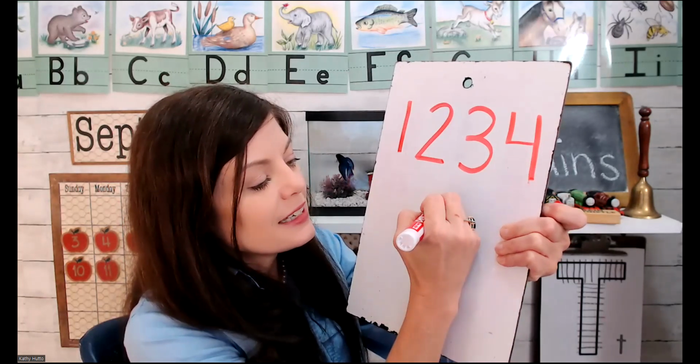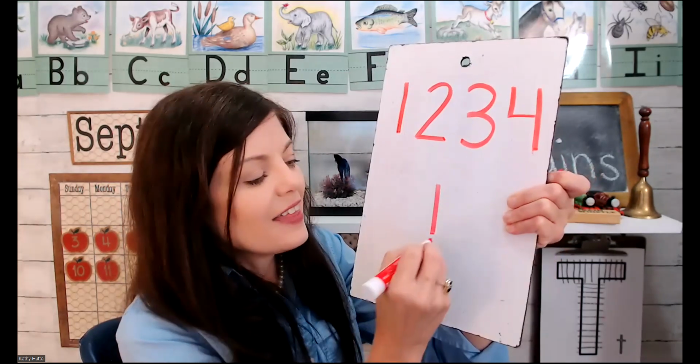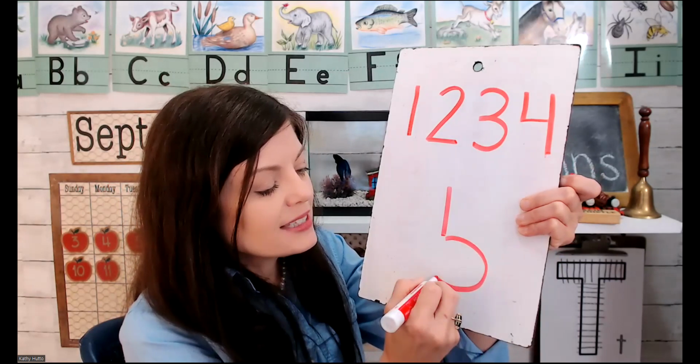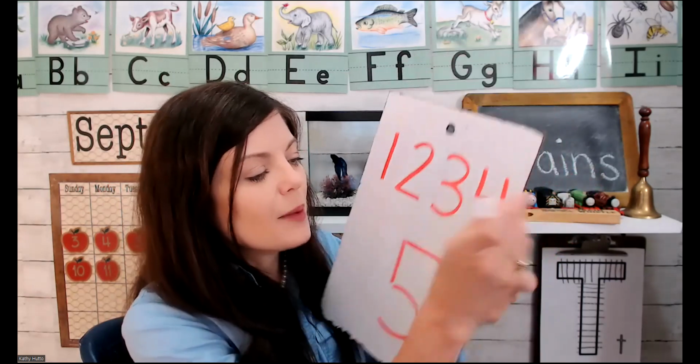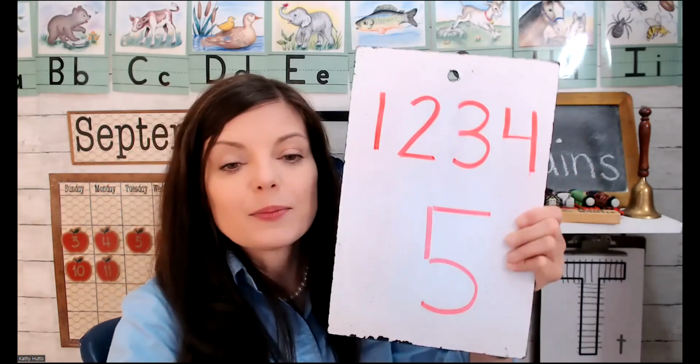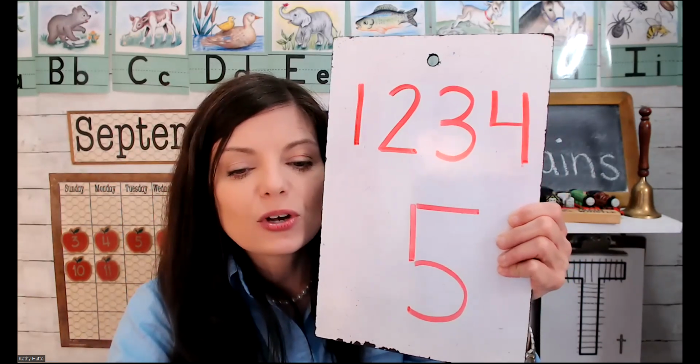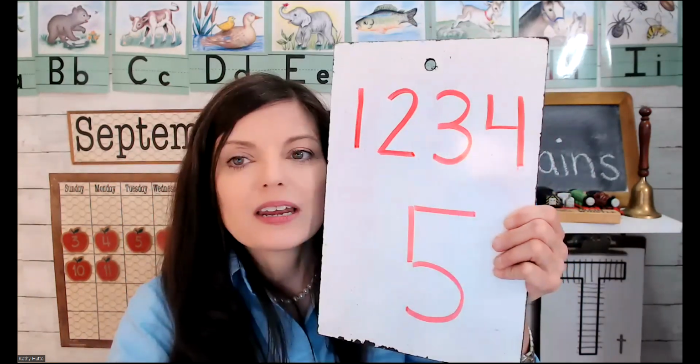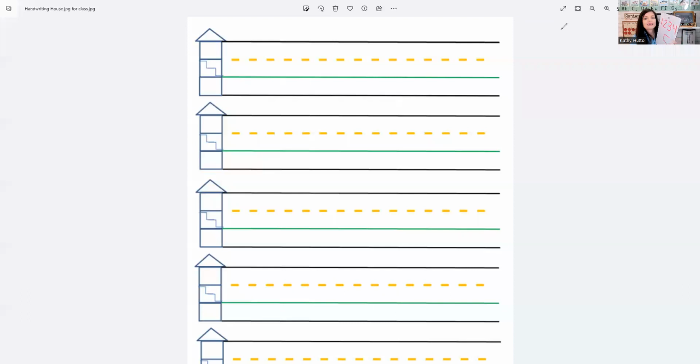You make a little line and then a backward C with a top. That's how you make number 5. Let me show you. We're going to first make a little line and then a backwards letter C with a top. Little line, backwards C with a top.